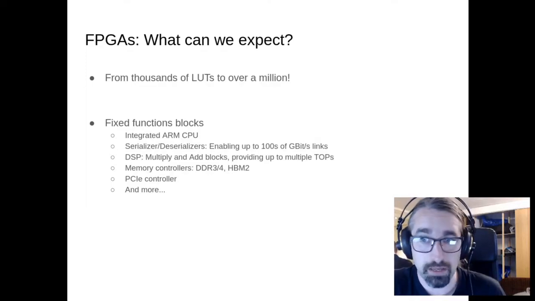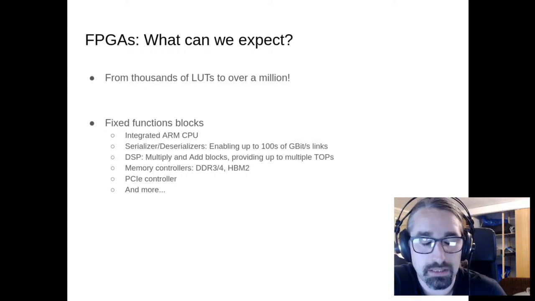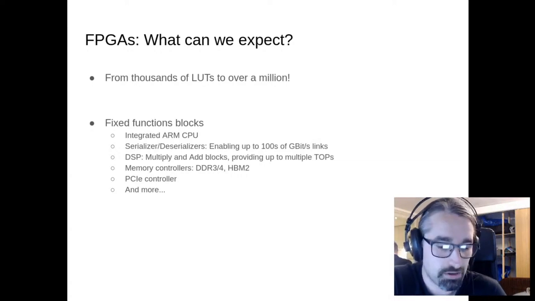Same for HDMI or DP, and you can actually get to 8K using them. So it's pretty good stuff. Then you can have DSPs, which are basically MAD blocks, and you can have multiple tera operations per second. So in integer, like 8-bit integer, of course, but still, it's pretty decent stuff. There are memory controllers, DDR or HBM, although this one is not really a fixed function. PCI Express controller, so you don't have to do it yourself, and things like this.